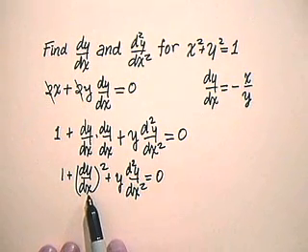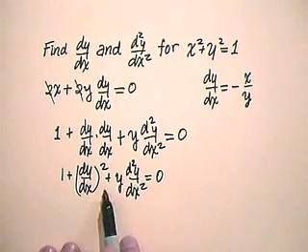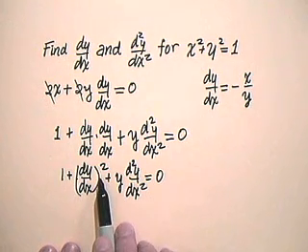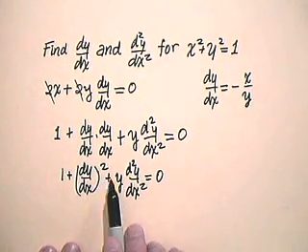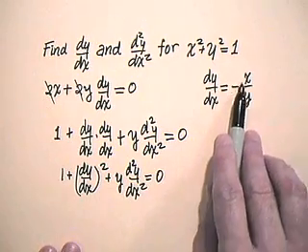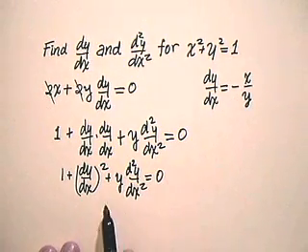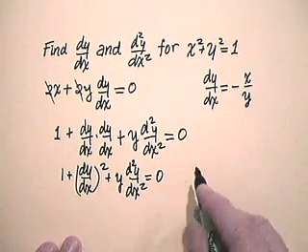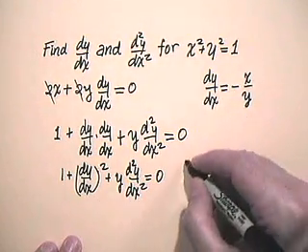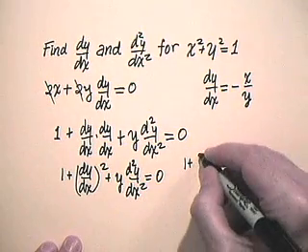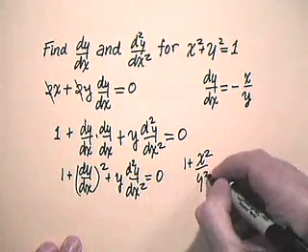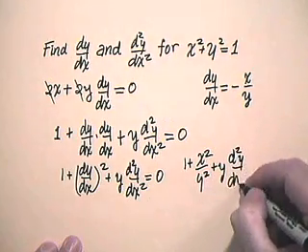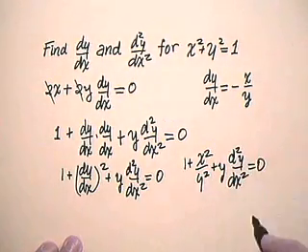There doesn't happen to be an x, but there could be x and y and dy/dx squared. Well, we know what dy/dx is. It's negative x over y at this point, and so the square of dy/dx is x squared over y squared. So now at this point I have the equation 1 plus x squared over y squared plus y d squared y/dx squared equals 0.